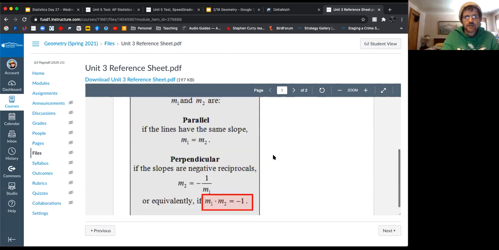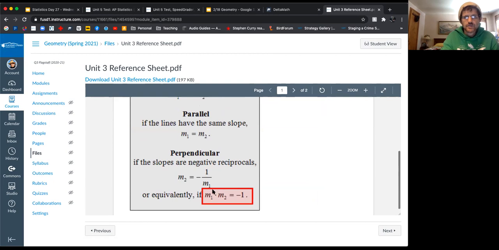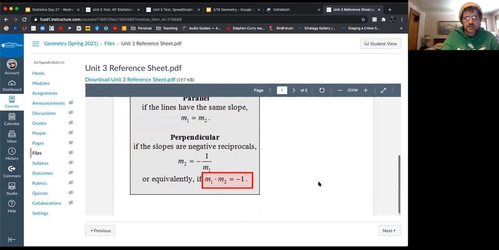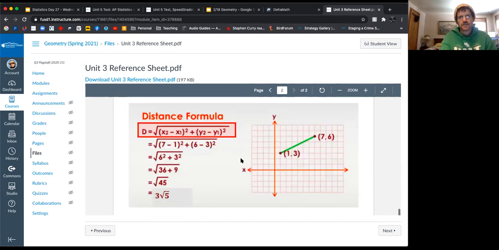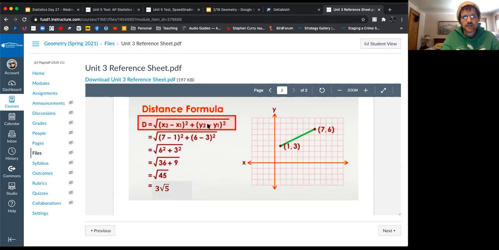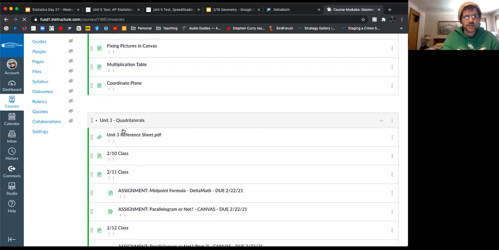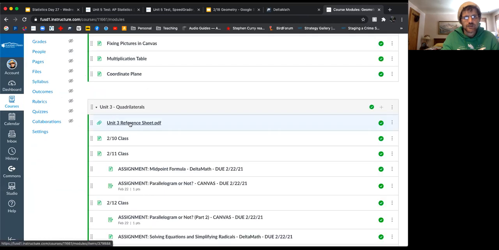This next part is talking about perpendicular lines. If your 2 slopes multiply to -1, then they are perpendicular. All right, here's the distance formula. And you can see right here, the formula is given and it gives you an example so that you can follow along with that. So on the test, you will have something you can refer back to. I just want to make sure that's very clear. So this is found, if I go back, under Unit 3. It's this Unit 3 reference sheet, very first thing.